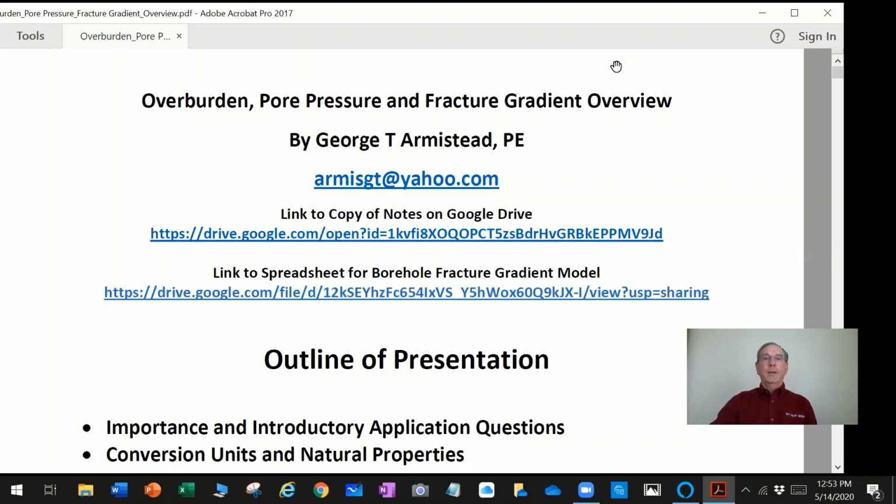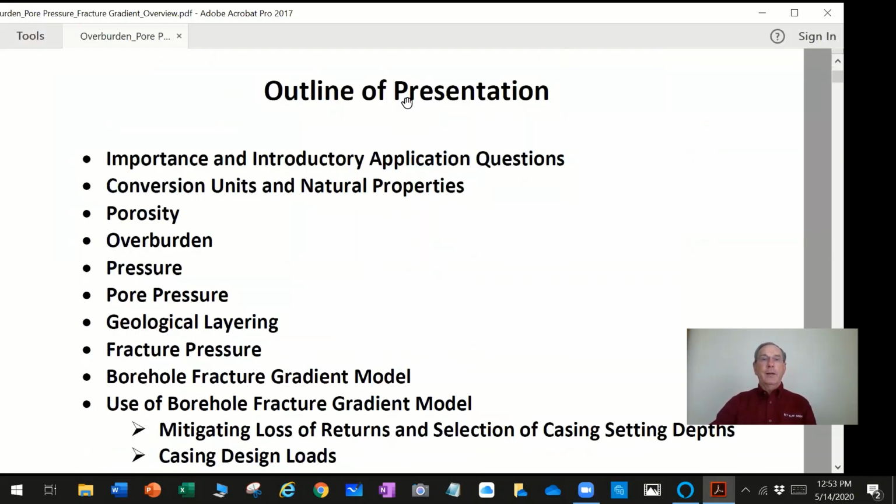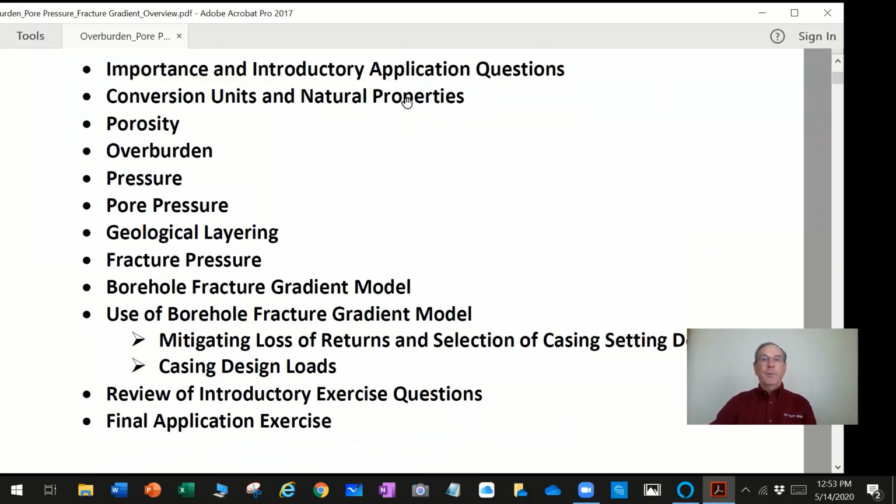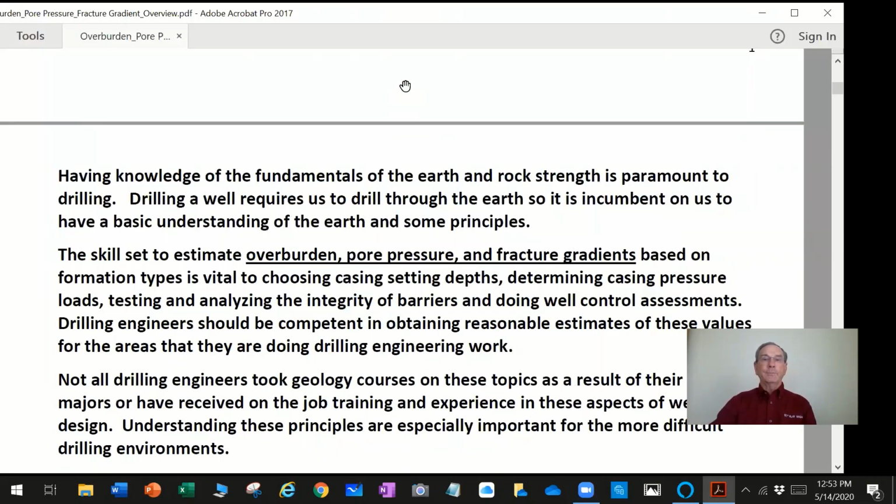In order to conduct this overview of these concepts, I have created these notes, which have some explanations, some diagrams, and also some application exercises that we will use in this discussion. You see there at the top of the notes, it has my contact information as well as the link to these notes, and also a link to the spreadsheet of the borehole fracture gradient model that I will be discussing. A more detailed outline of this agenda is listed near the bottom, just for your information, that you can go to later if you would like to.